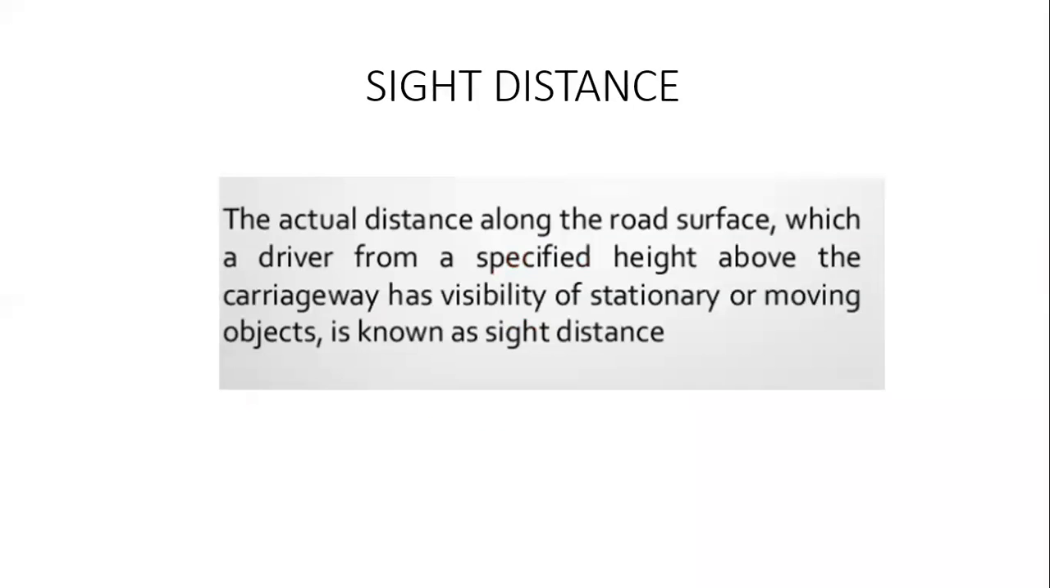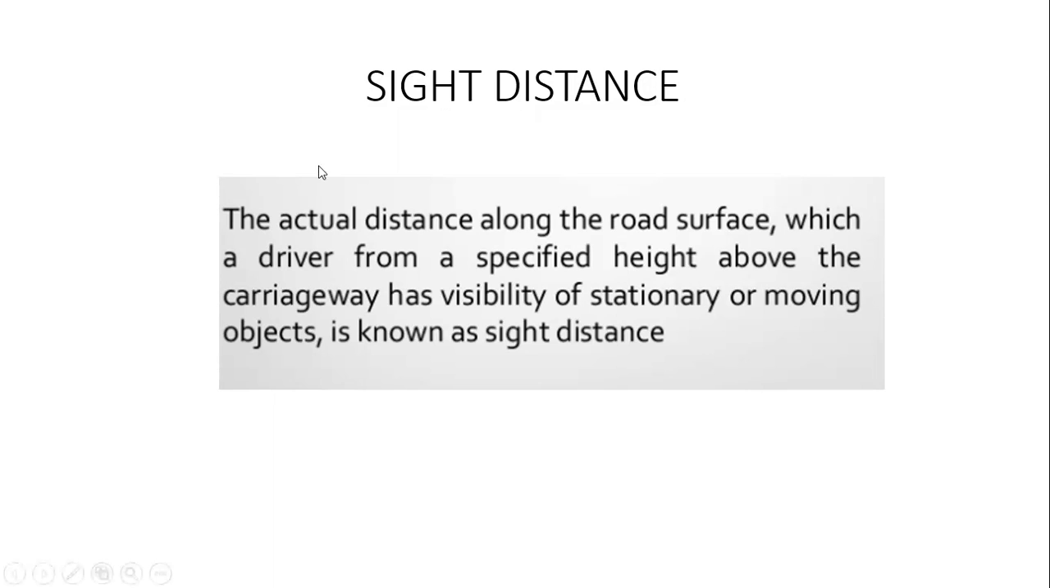Okay, so if I say sight distance, what is the meaning of sight distance? When you are driving the vehicle, the actual vision or the actual distance which is visible to you ahead of you, that is called the sight distance. The distance or the road which is visible to you, the visible area in front of you, that is called the sight distance.